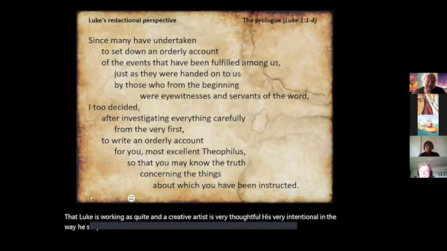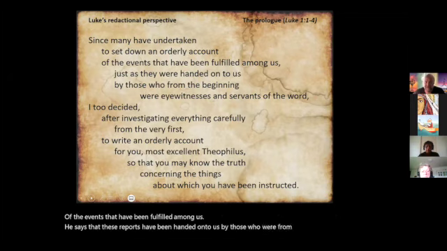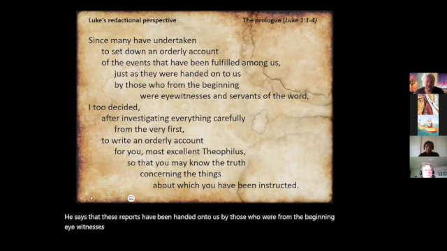And indeed, he tells us that. He says many have undertaken to set down an orderly account of the events that have been fulfilled among us. He says that these reports have been handed on to us by those who were from the beginning eyewitnesses and servants of the word. So in a sense, Luke is here validating what we've been doing with source criticism, and that is looking at how at least Matthew and Luke have been using sources.